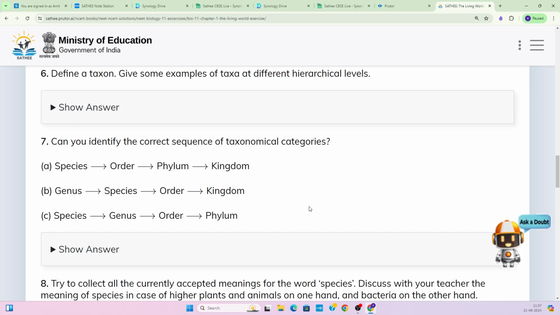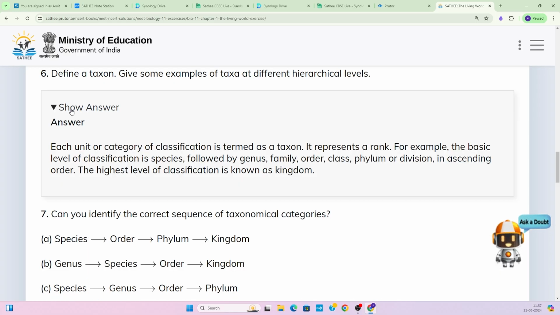Define a taxon. So you must understand what is a taxon and give some examples of taxa at different hierarchical levels. So let us see what the answer is. Each unit or category of a classification is termed a taxon. So first of all, we must know the categories. In a classification system, we have certain taxonomic categories.